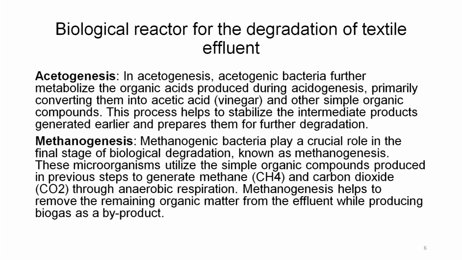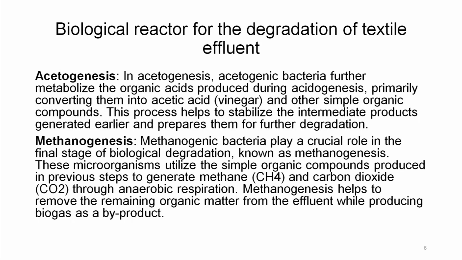Acetogenesis. We had learned these terms, but we will now look at it in a more elaborate manner. Just like acido, that is intervention of acid, this is aceto, which means acetic acid. In acetogenesis, acetogenic bacteria further metabolize the organic acids produced during acidogenesis, primarily converting them to acetic acid, that is vinegar, and some simpler organic compounds. This process helps to stabilize the intermediate products generated earlier and prepare them for further degradation.